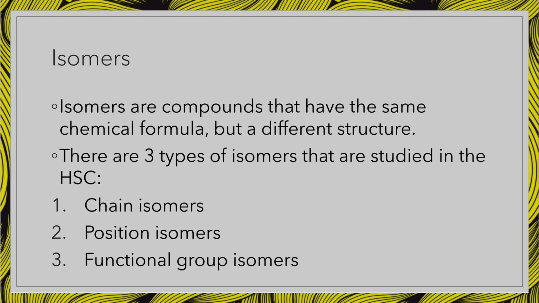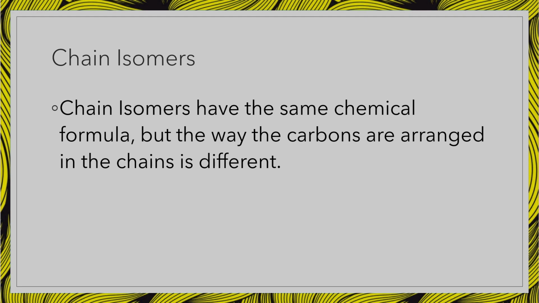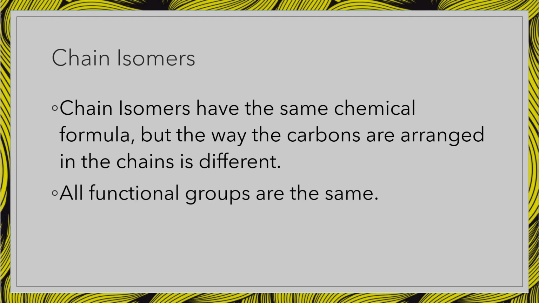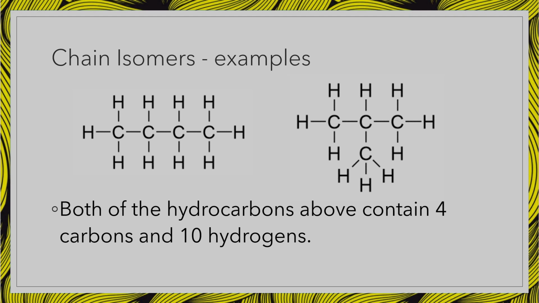Now let's have a look at the different types of isomers. Chain isomers have the same chemical formula, but the way the carbons are arranged in the chains is different. All functional groups are the same. It's just the parent chain that changes.